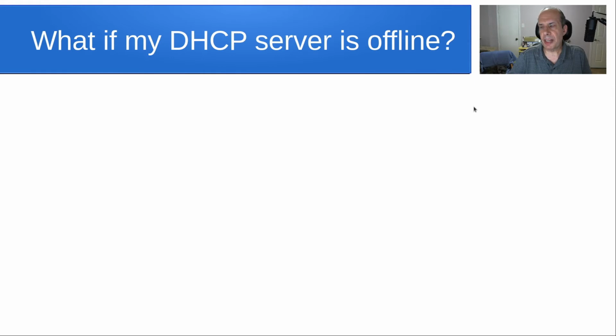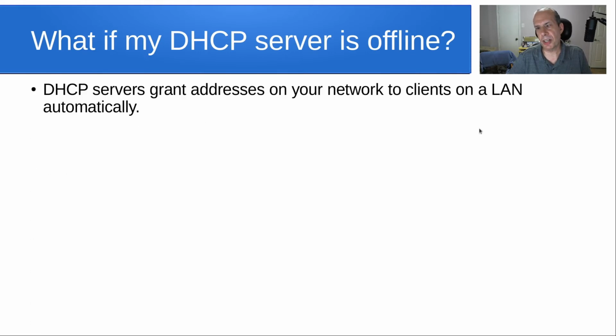So what if my DHCP server's offline? This is possible. I usually recommend that your DHCP server be a subfunction of your router, but there's nothing that says it has to be. Your DHCP server could be another server in your network. Well, what if it's down and something can't get a DHCP address and the client's set to DHCP?